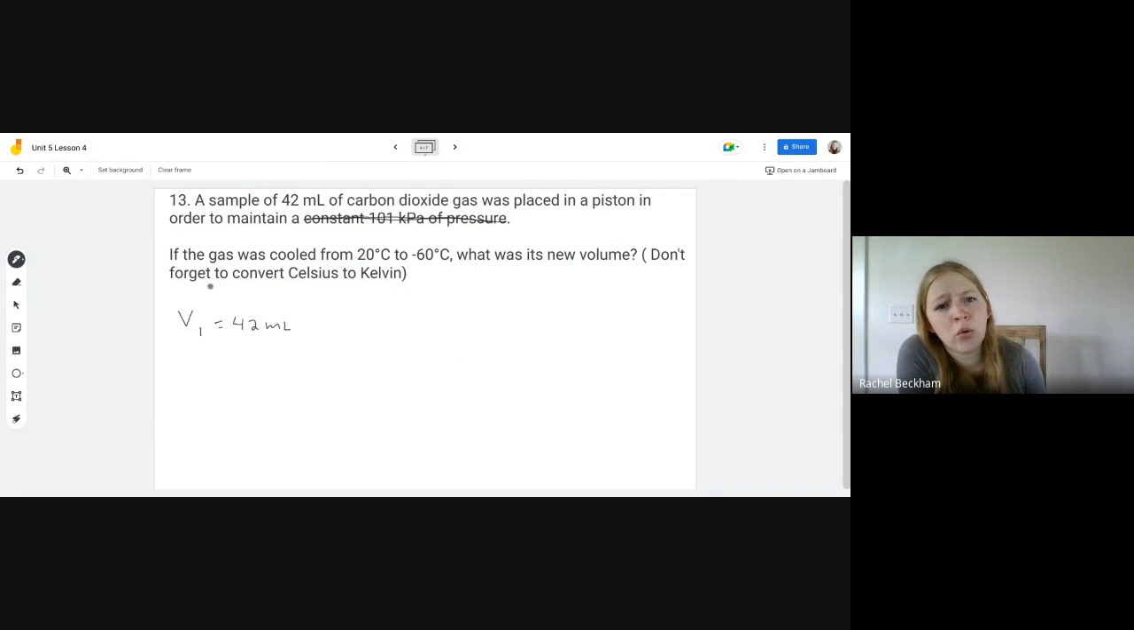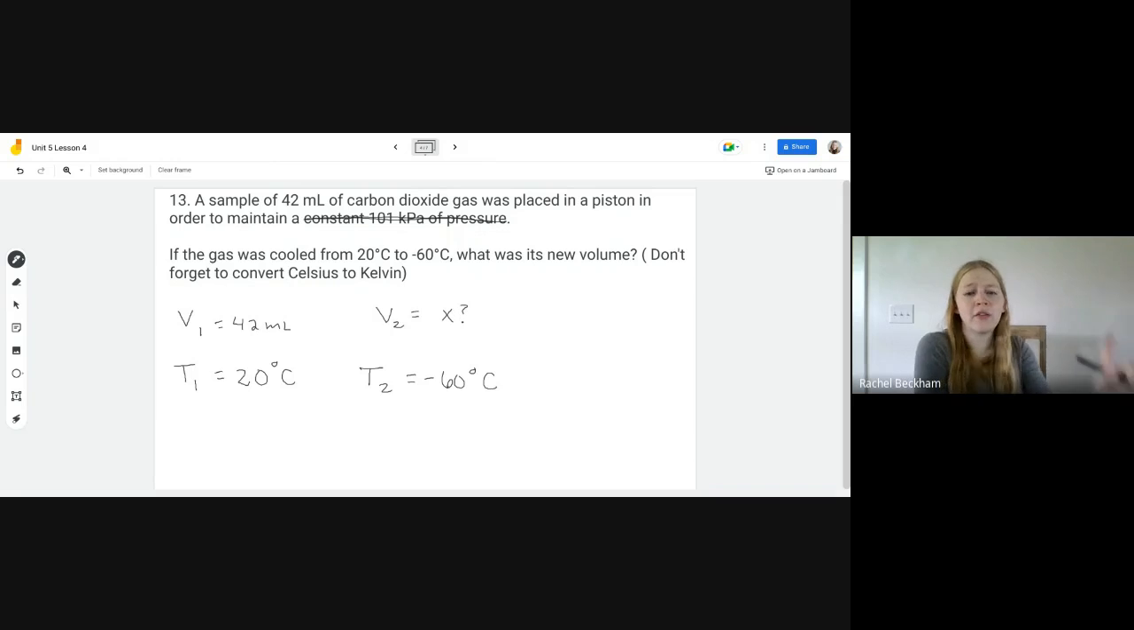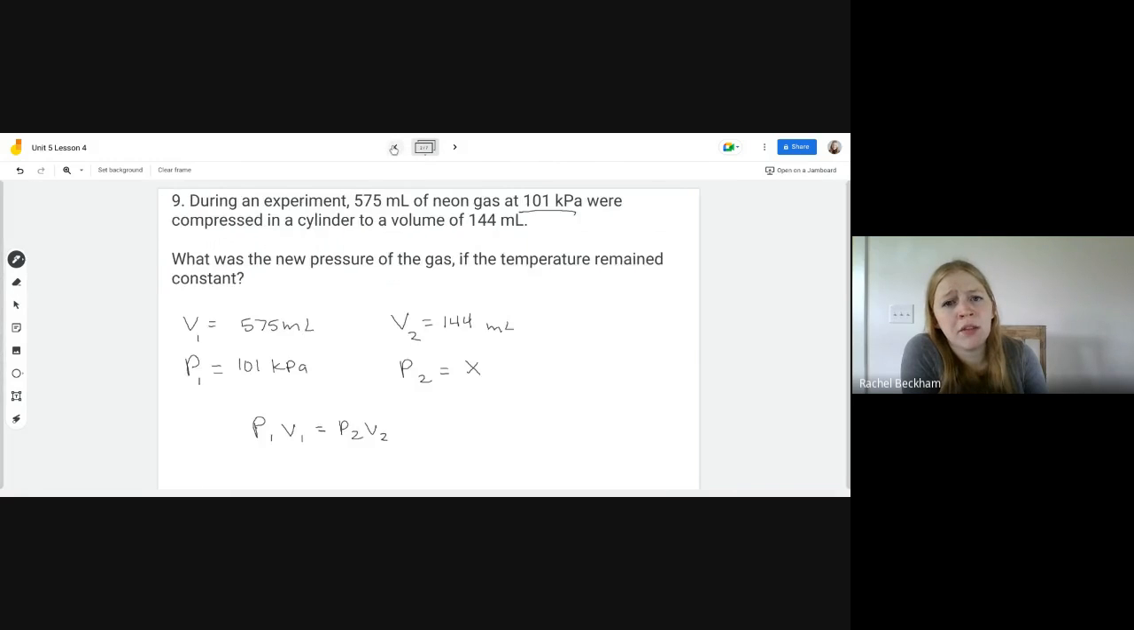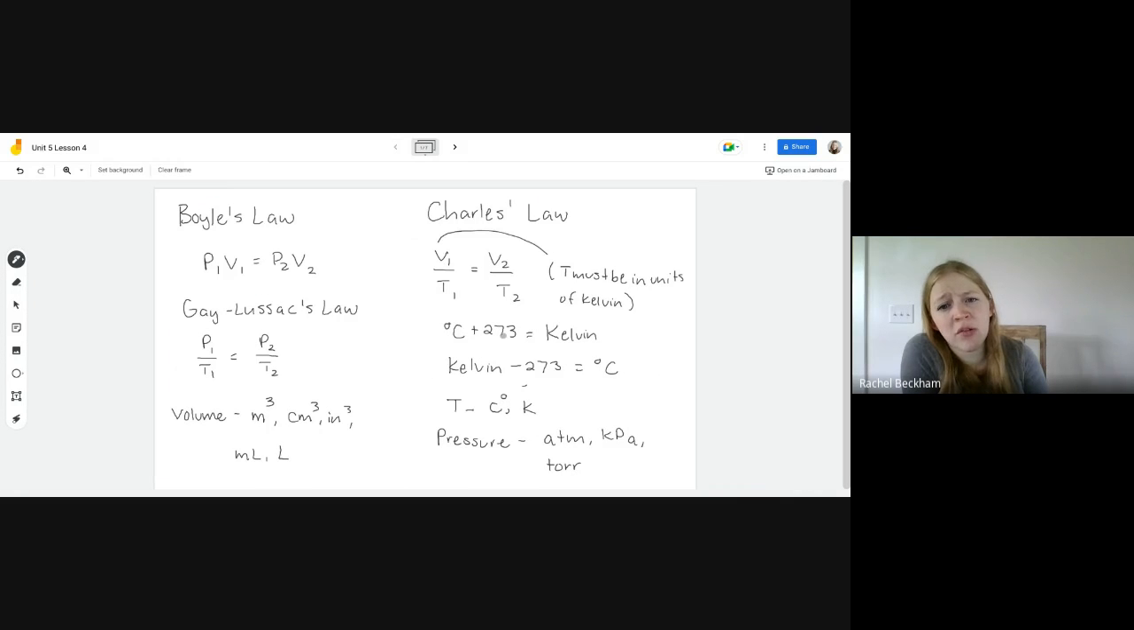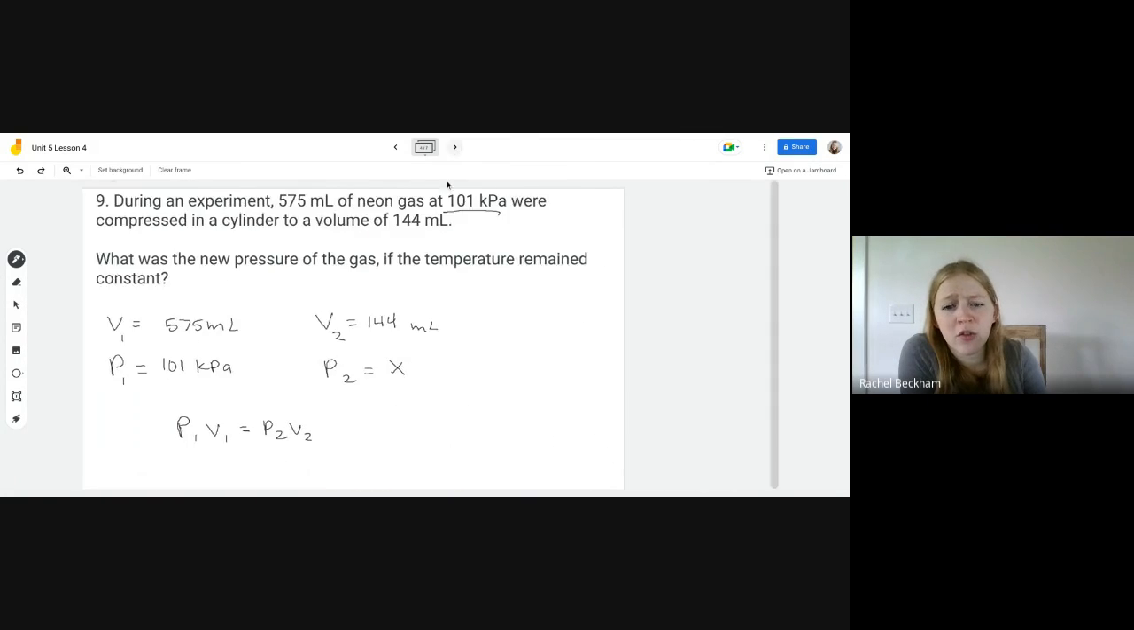If the gas were cooled from 20 degrees Celsius, that's a temperature. It started off at 20, and then it got cooled off, and its final temperature was negative 60 degrees C. What is its new volume? Okay, so it was cooled from 20 to negative 60, my T1 and T2. So what equation relates volume and temperature? Let's go back and see. Volume and temperature is going to be Charles's law. V1 over T1 equals V2 over T2.